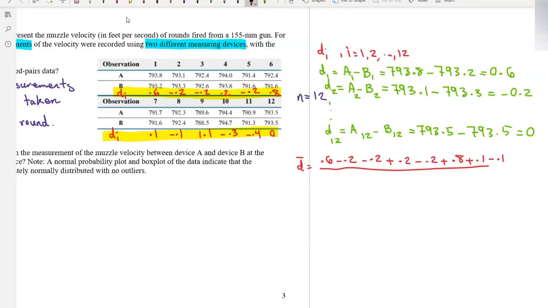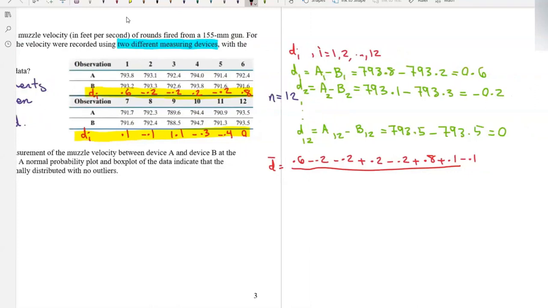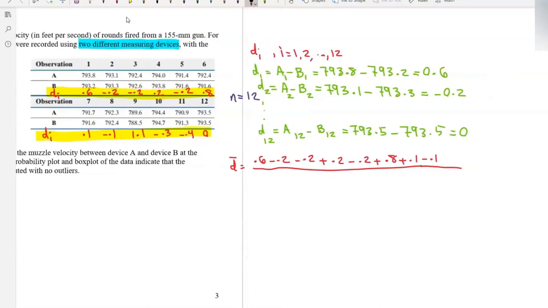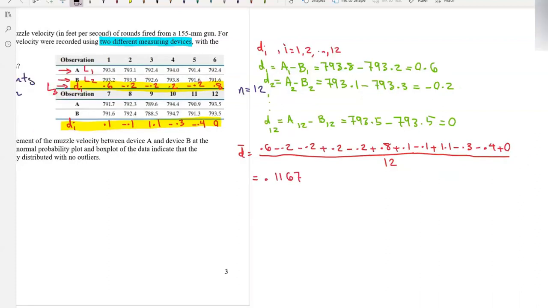What if you had a sample size of 50? So plus 1.1 minus 0.3 minus 0.4 plus 0. Divide by 12. Okay, the answer here I got is 0.1167.